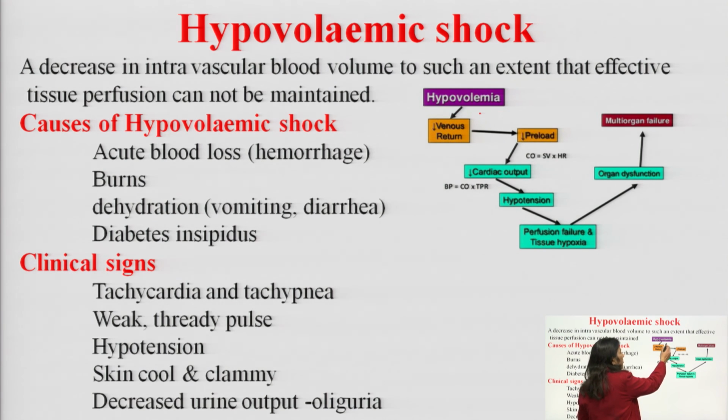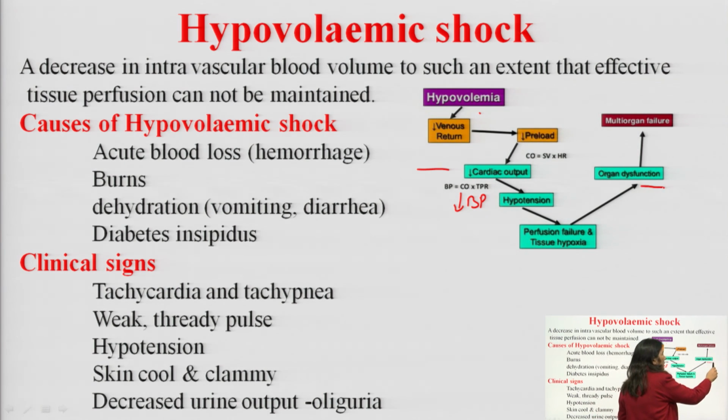So, hypovolemia results in decreased venous return and that further results in decrease in the preload. Decrease in preload results in decrease in cardiac output that will further reduce BP, hypotension, and that results in perfusion failure and tissue hypoxia. And if left untreated, it will lead to organ dysfunction, multiple organ failure and death may occur.